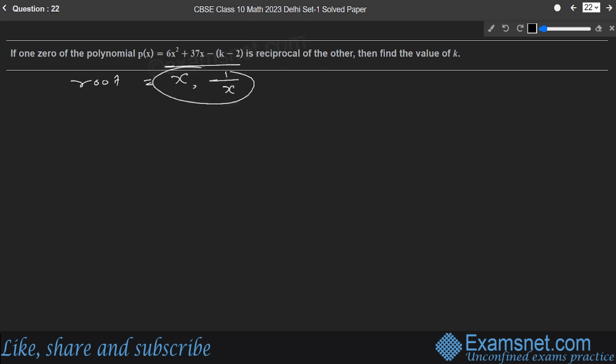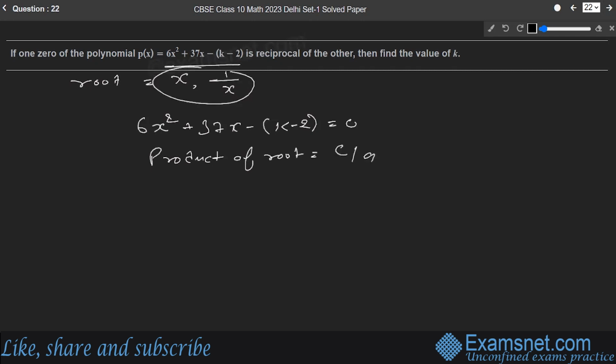Now what are they asking? They are asking to find out the product of the roots. So what we can do is we have a polynomial written as 6x square plus 37x minus k minus 2 equal to 0. This is the polynomial written. Let's take the product of roots. What is the product of roots? Product of roots is always calculated by a thing called c by a.